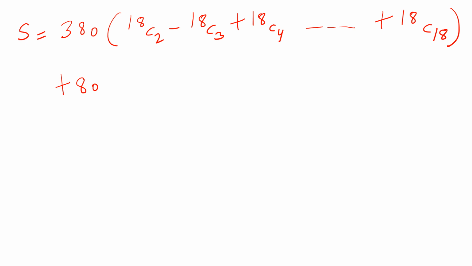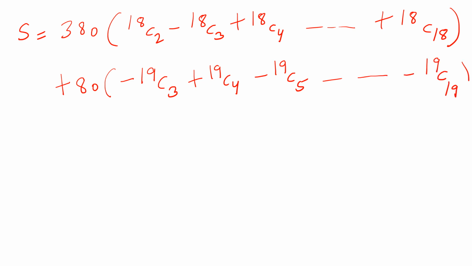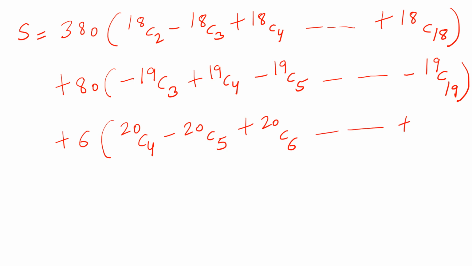Now students, in the second summation, when you put the values of r, then it becomes inside the bracket minus 19C3 plus 19C4 minus 19C5 and so on till minus 19C19. And then we have plus 6 into, inside the bracket, 20C4 minus 20C5 plus 20C6 and so on till plus 20C20.